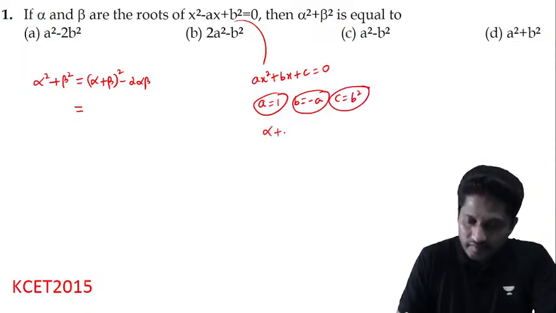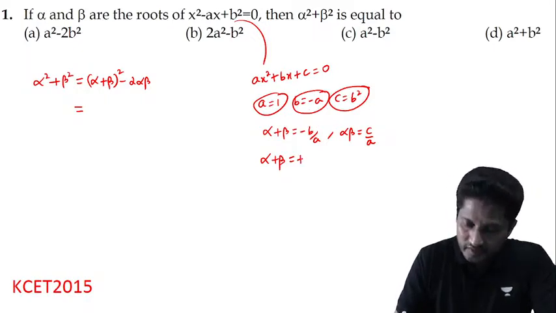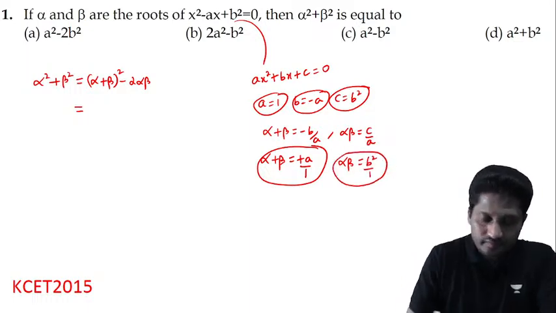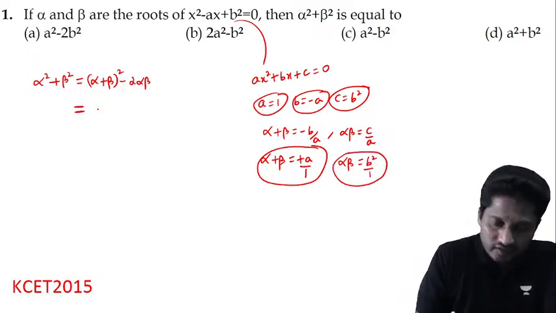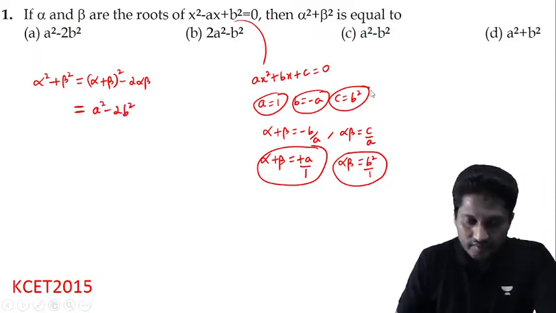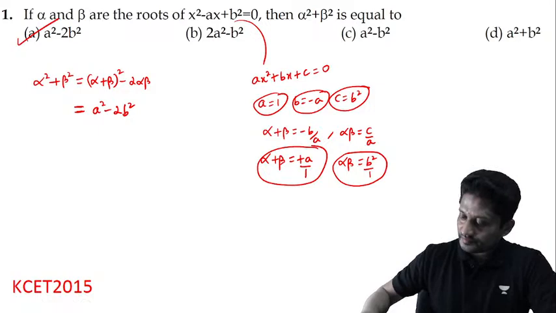Sum of the roots is minus b by a and product of the roots is equal to c by a. Sum of the roots alpha plus beta is equal to minus b by a, minus of minus a is plus a upon 1. So alpha plus beta is a. Alpha into beta is b square by 1, equal to b square. Now alpha plus beta is a, so this becomes a square minus 2 times alpha into beta, which is b square. This is a square minus 2b square. That is option A. Let's move to the next question.